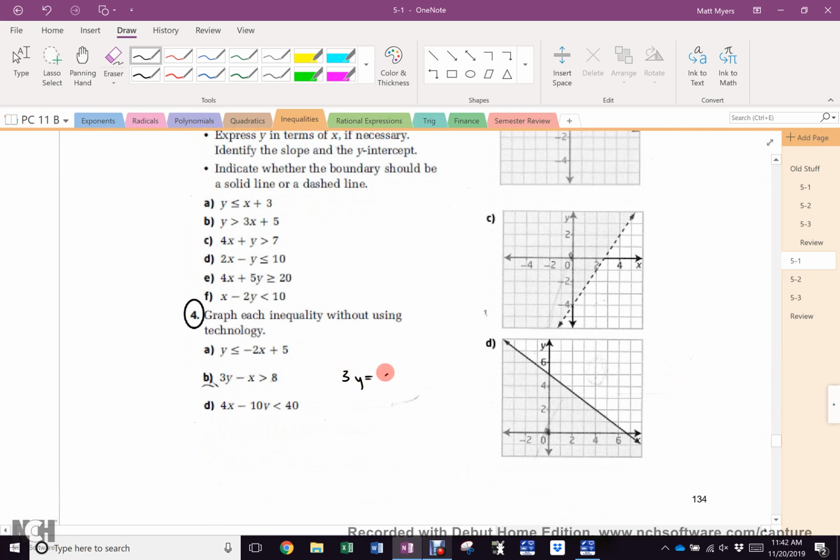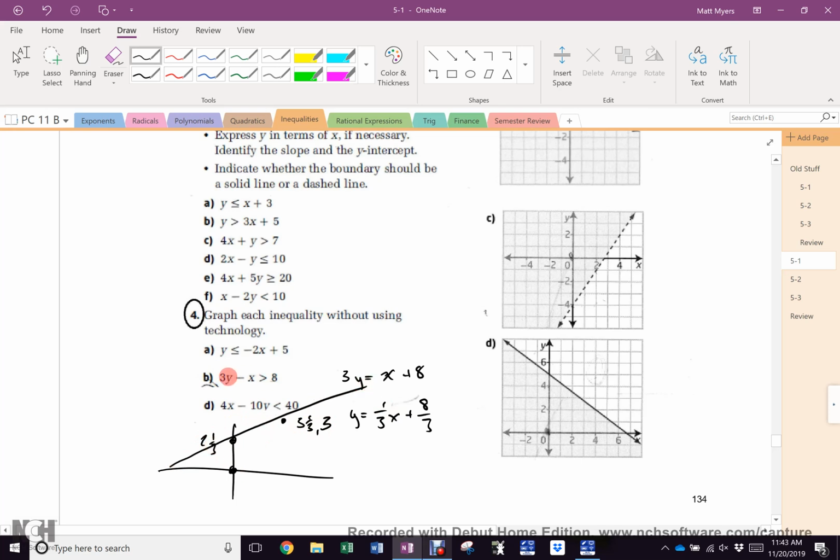3y equals x plus 8. Y equals 1/3 x plus 8/3. 8/3 is 2 1/3. So I go up to 2 1/3. And it's a slope of up 1, out 3. There's the line.